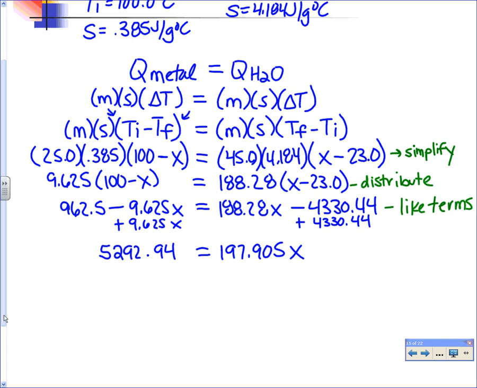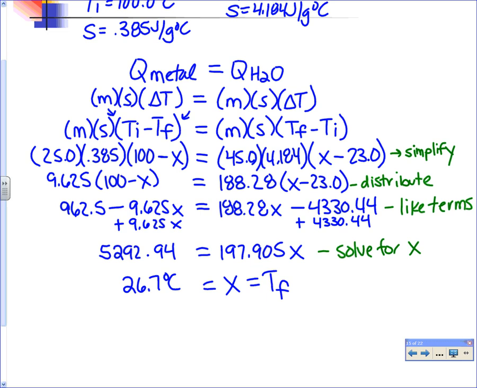Now we know that we want to solve for X. And so we'll take our 5,292.94 and divide it by 197.905. And that's going to give us 26.7 degrees Celsius for our T final.